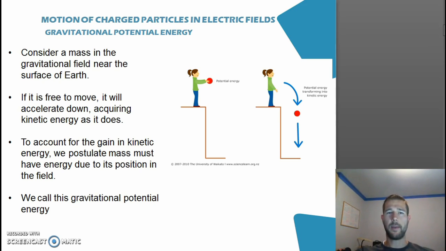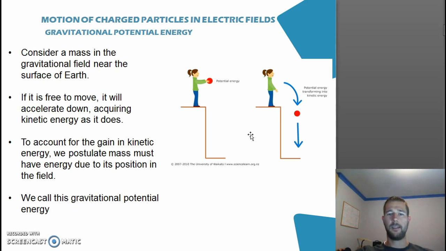So let's consider a mass in the gravitational field of Earth. If it is free to move, it will accelerate down. Let's take this girl with a ball, for example. If the ball is released, it is free to move and it will go down. That is because gravity is acting on it and causing it to fall towards the Earth.